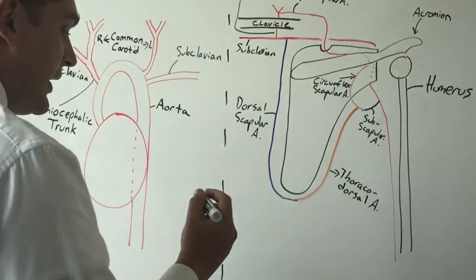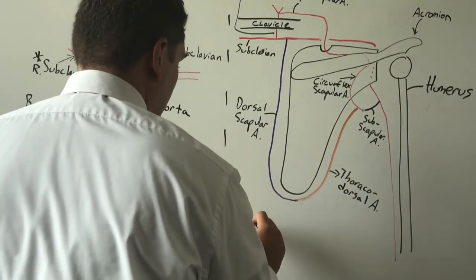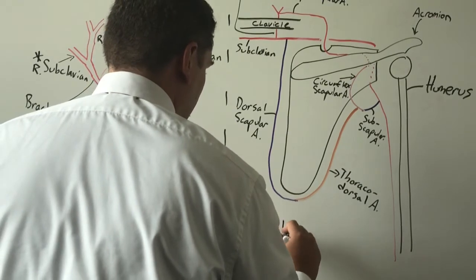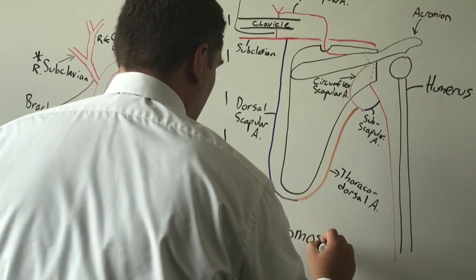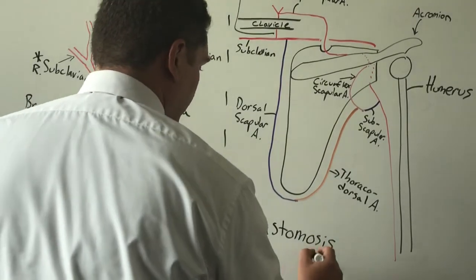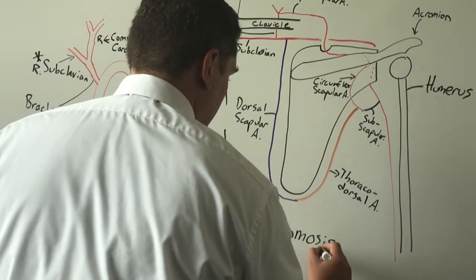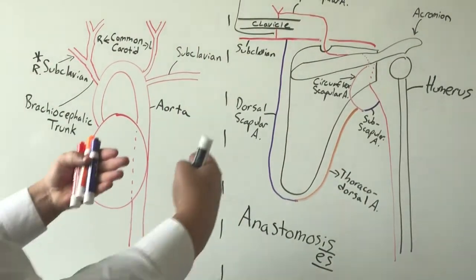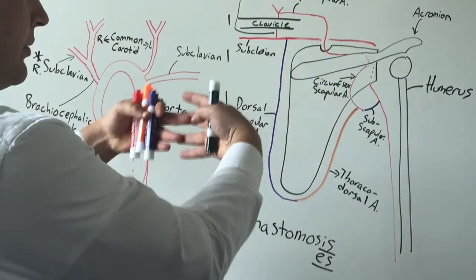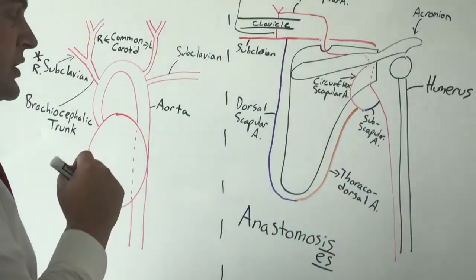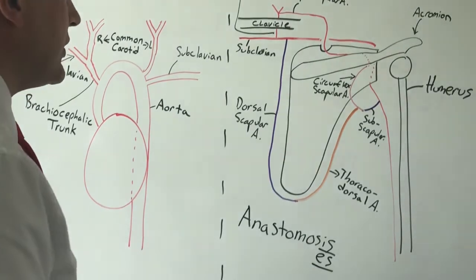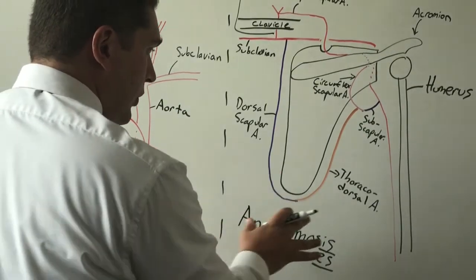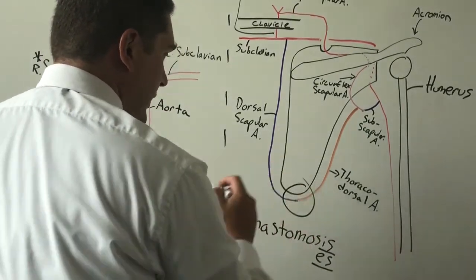Now, when two arteries connect, we're going to use a term. It's going to be called anastomosis. The plural of that is going to be anastomoses. Literally, all that means is that those arteries are connecting in. Okay? There is a very, very special reason for that, a very particular reason. We're going to see an anastomosis happen here between the dorsal scapular artery and the thoracodorsal artery, right there.